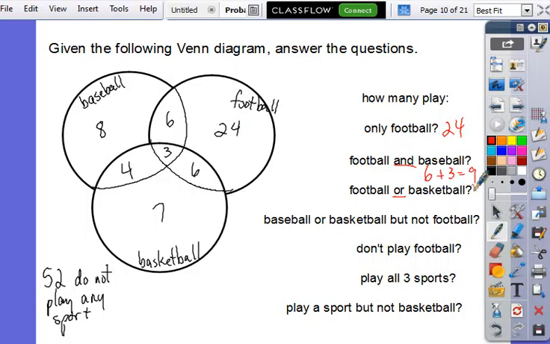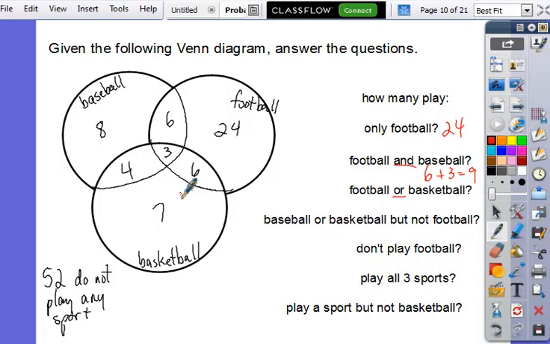That 3 is still in both of them, baseball and football as well. All right, it says football and baseball. Is it in the football circle and the baseball circle at the same time? Yes, 6 and 3 both are. 3 just happens to be in the basketball circle, but it didn't say anything about basketball, so I'm not worried about that. It still works for that right there.